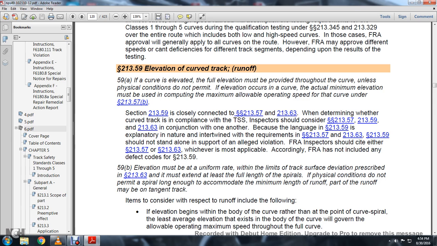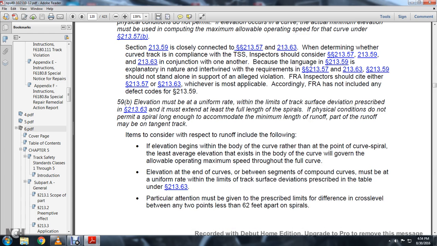(b) The elevation runoff must be at a uniform rate, within the limits of the track surface deviation prescribed in 213.63. It must be of an extent at least equal to the full length of the spiral. If physical conditions do not permit a spiral long enough to accommodate the minimum length of runoff, part of the runoff may be in tangent track.